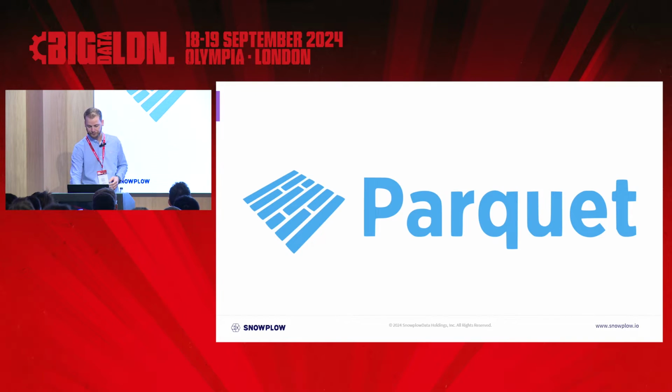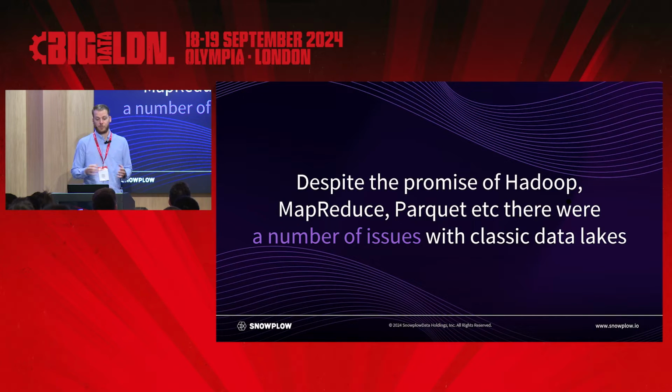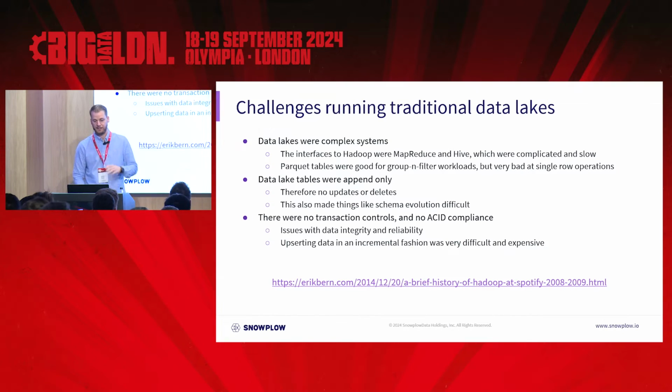However, despite the promise of Hadoop, Parquet, MapReduce, etc., there were a number of issues when running these classic data lakes. They were very, very complex systems. You needed the data center, you needed a shed load of servers, you needed some consultants to come network them all together. The interfaces to Hadoop, like MapReduce and Hive, were slow and complicated to set up properly.